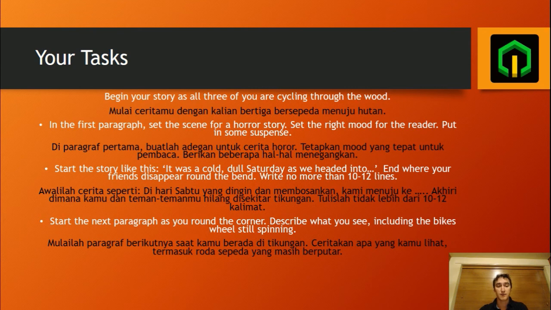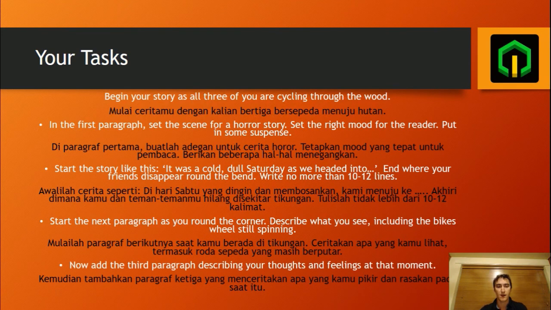Next, start the next paragraph as you round the corner. Describe what you see, including the bike's wheels still spinning. Finally, add the third paragraph describing your thoughts and feelings at that moment. Now, there's no time limit to this, but when you've finished, unpause the video and then we'll finish the lesson off.